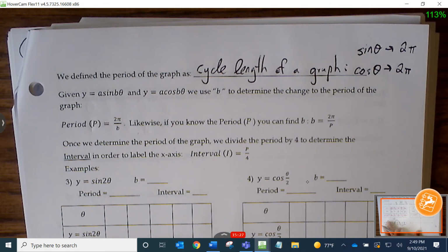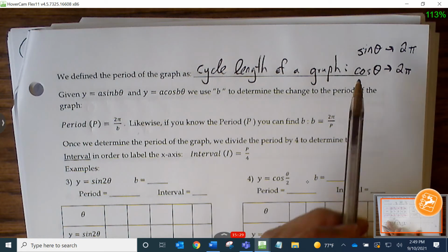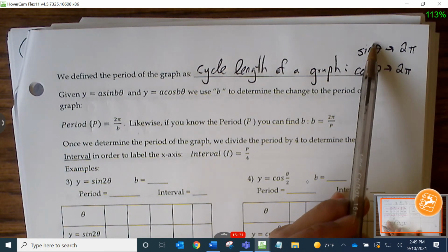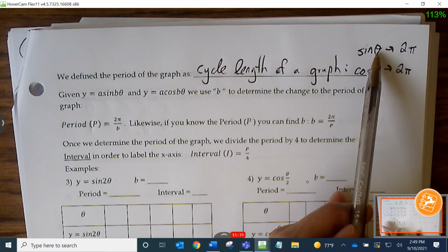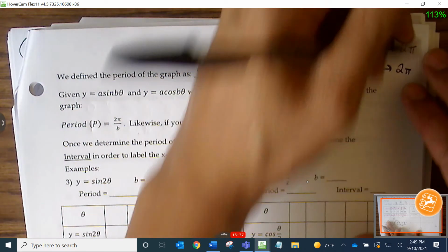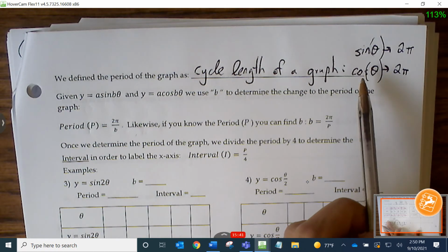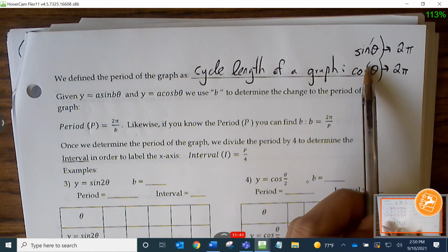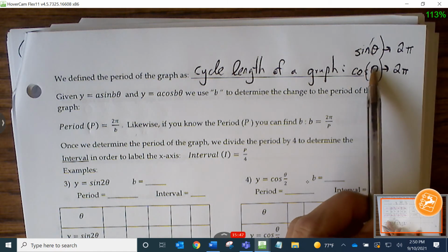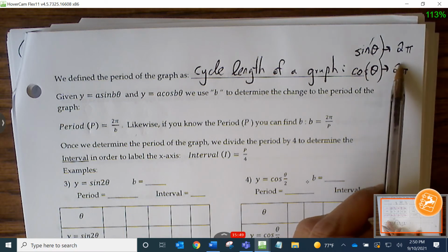Okay, so the reason why that's occurring is also because there is this b value that's being hidden from us. There's actually a number in front of theta. It's a what? It's a 1, right? So that 1 is the b value. Because we don't see any number in front, that means it's going to stay as 2 pi.